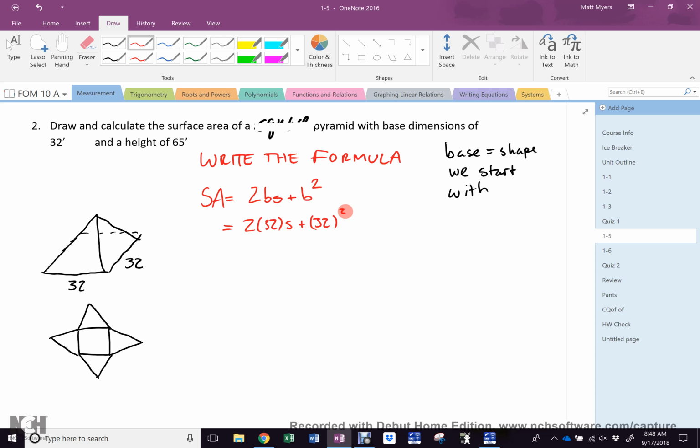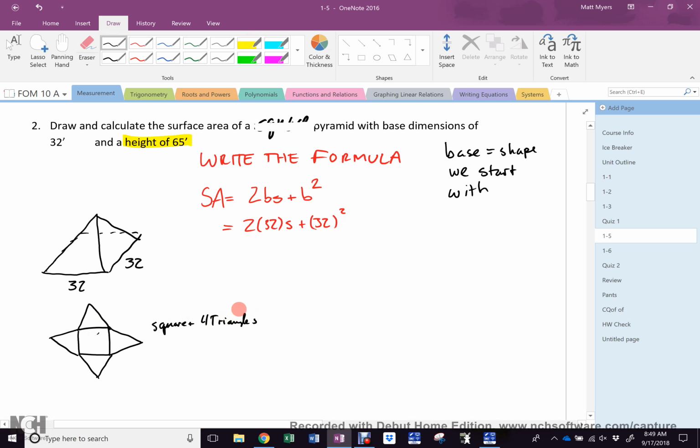Okay, why is S still S? Okay, go. There's no number for it. Why is there no number for it? What was I given? I was given a height of 65, yes? And height of anything goes right up the middle, doesn't it? Because this pyramid we can see is a square plus 4 triangles, yes?